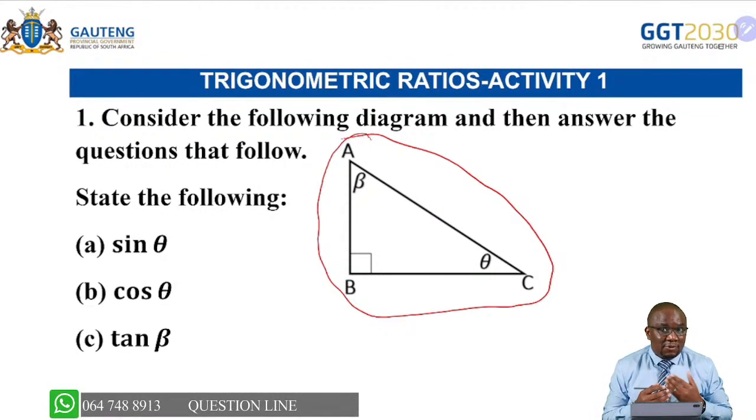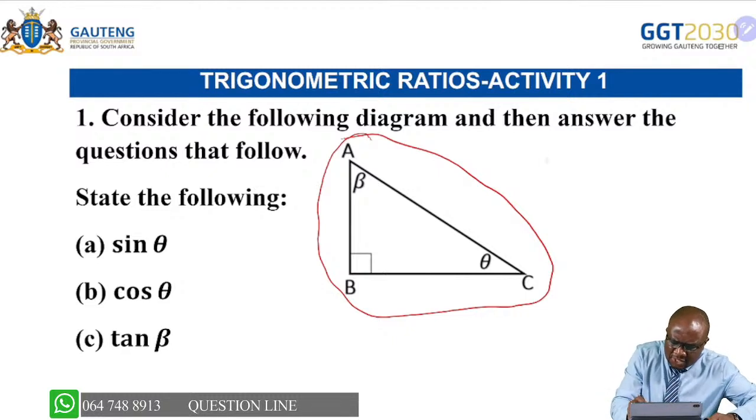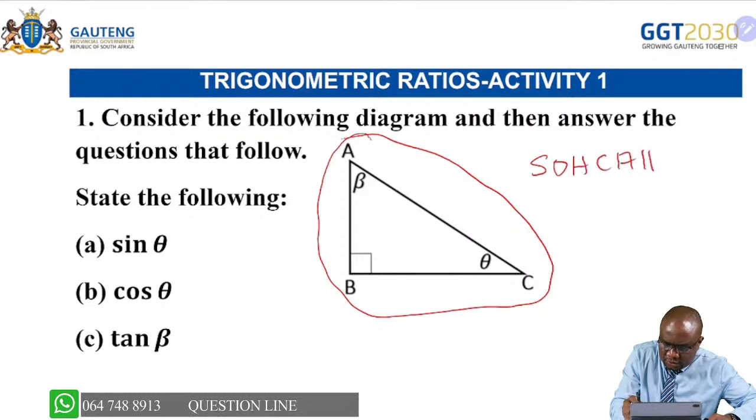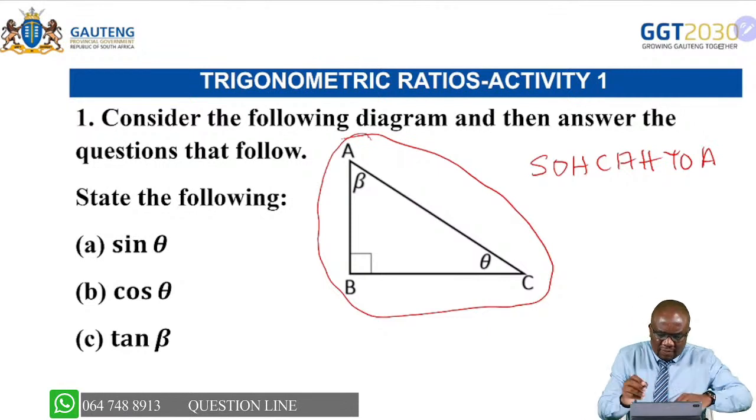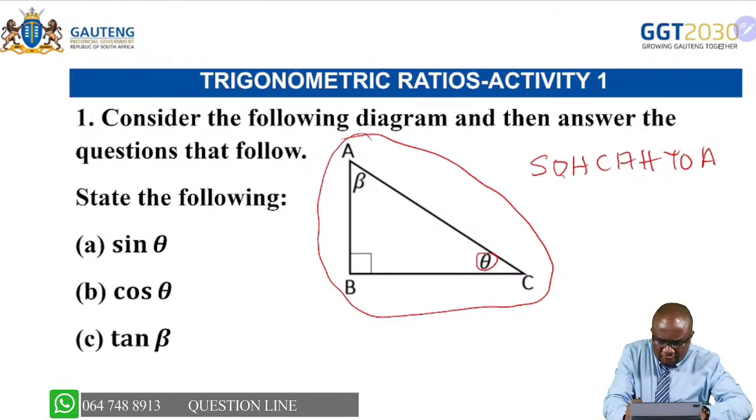Right, now, because of time, I wanted to give you things to try. I'll do the first one, then you do the next one, like that, okay? But if you can be ahead of me, you can do so. Right, sine theta. Okay, let me write my SOH CAH TOA. Okay, where's my angle theta? It's here. Sine theta, opposite over hypotenuse.